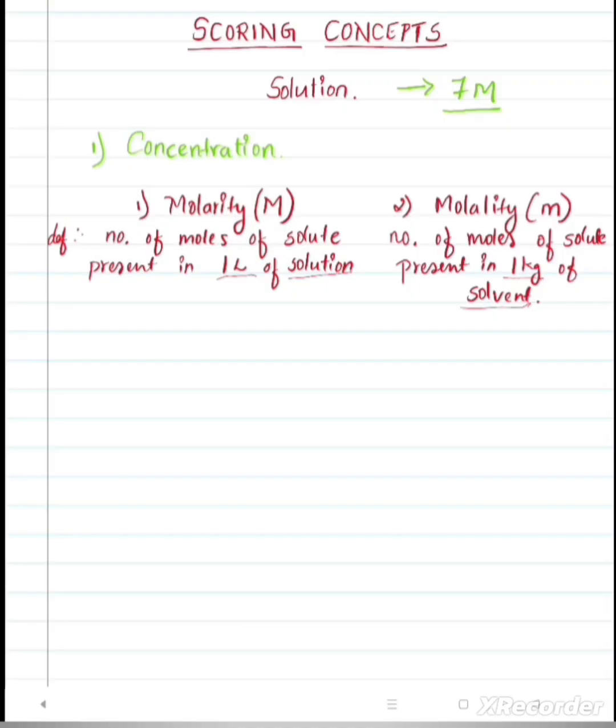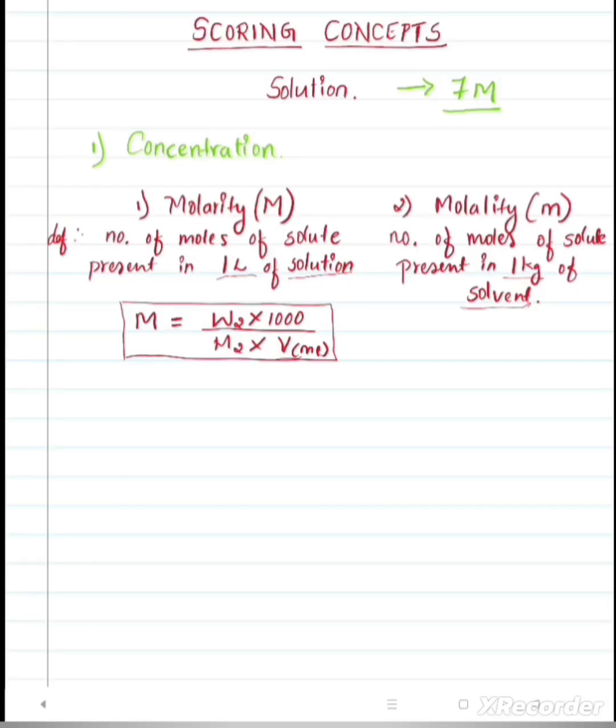Then we come to the formula. The formula for molarity is capital M equals W2 into 1000 divided by M2 into volume in ml. This formula is very important, and problems will be asked based on it. W2 means mass of solute, M2 means molar mass of solute, and V is the volume of solution. If the volume is in liters, then there is no need to write 1000 here.